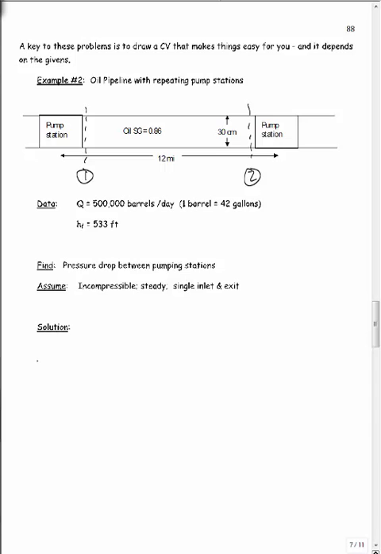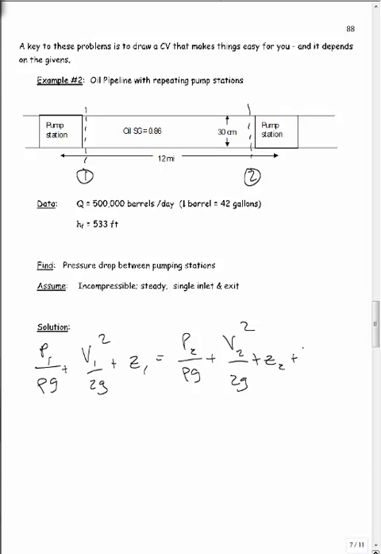So we have our simple equation. P1 over rho G plus V1 squared over 2G plus Z1 equals P2 over rho G plus V2 squared over 2G plus Z2 plus HF plus HS. That's supposed to be an F here.